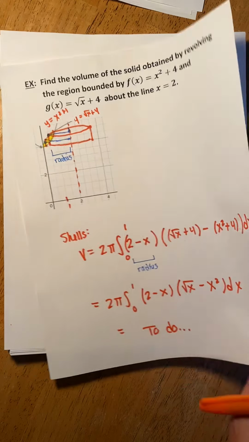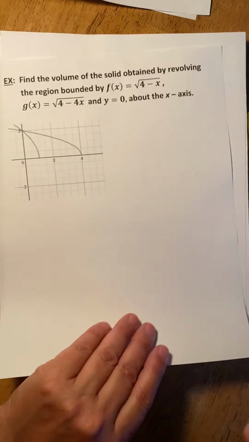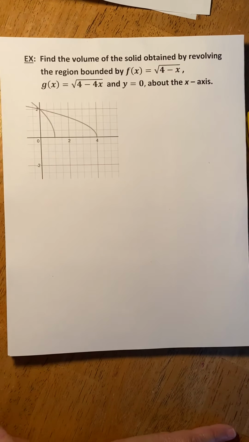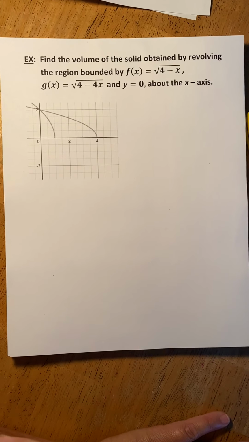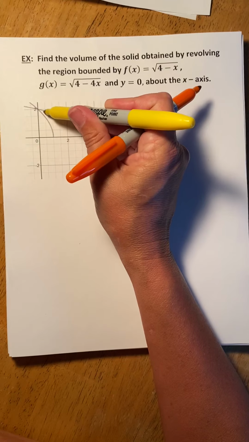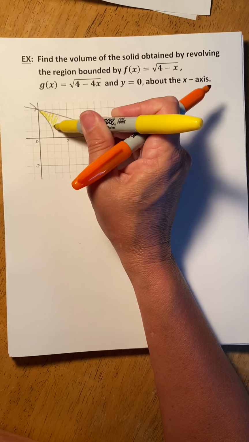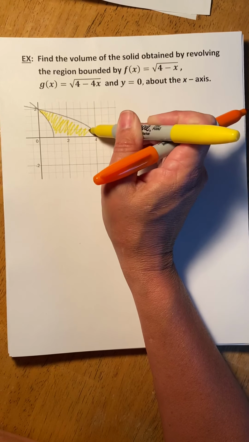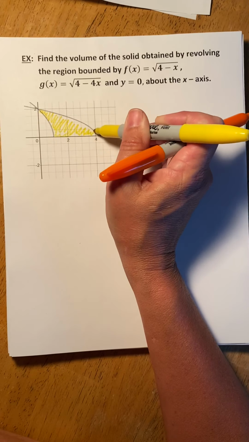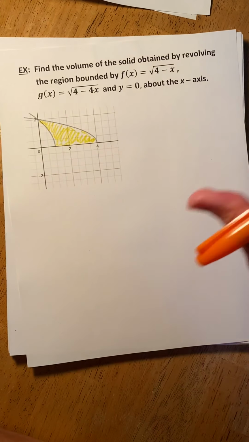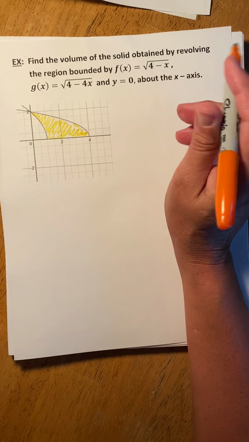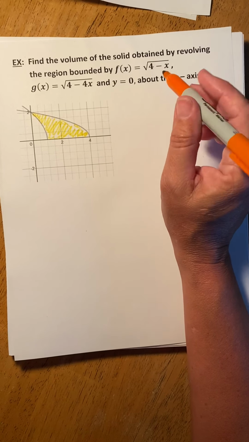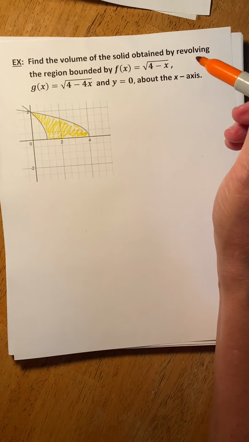All right, let's look at this cool region bounded by 4 minus x, the square root of 4 minus x, and the square root of 4 minus 4x, and the x-axis. So this is my region right here. You can always graph these on your calculator to get an idea what it looks like. All right, so now I'm going to rotate this about the x-axis, but notice I didn't tell you which method to use. So let's decide if a top to bottom or a right to left relationship is better.